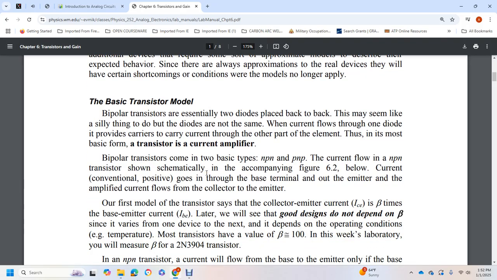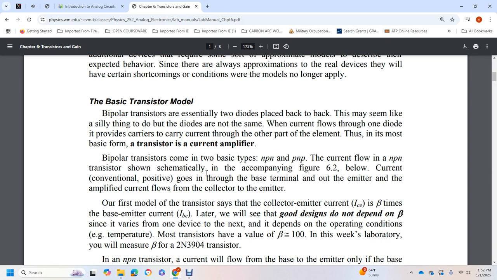Basic transistor model: a basic transistor is essentially two diodes packed back to back. This seems like a silly thing to do, but these diodes are not the same. The current flowing through one diode provides the carriers for the current through the other part of the element. This is the most basic form of transistor, a current amplifier.